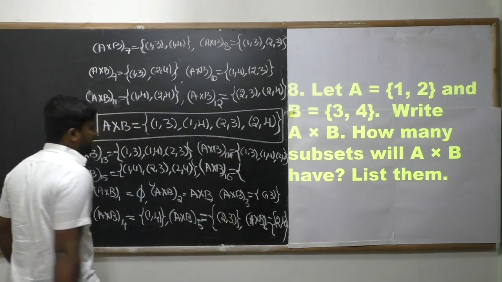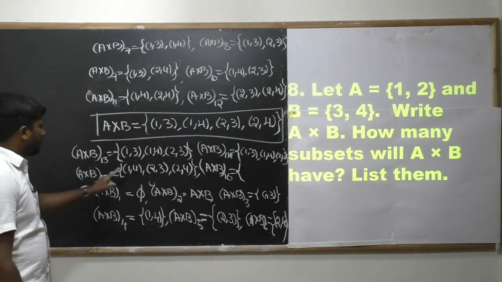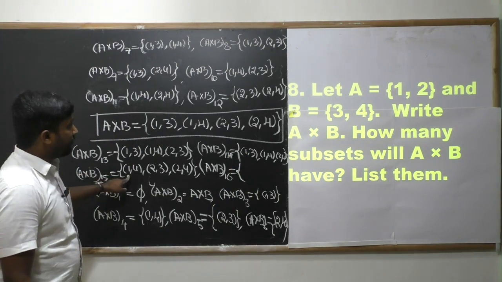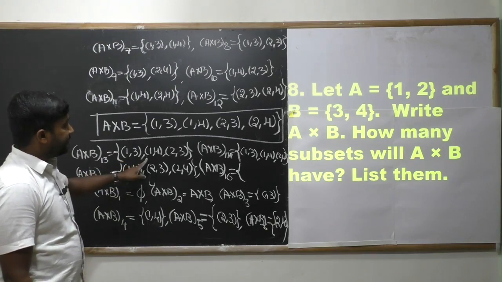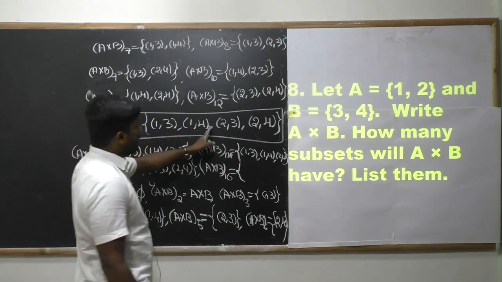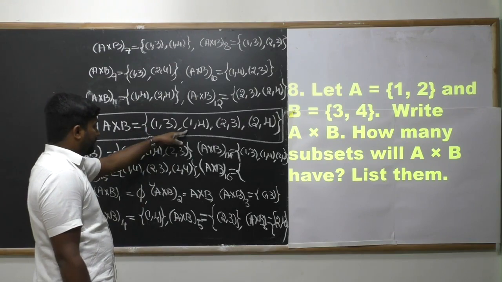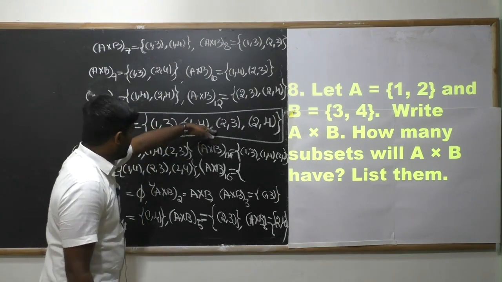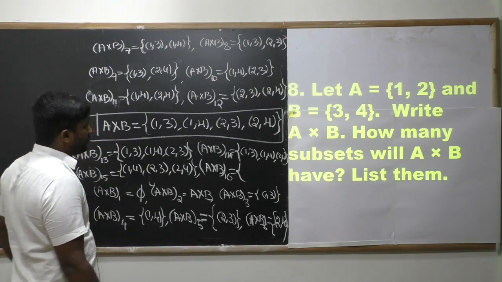16th subset is A cross B over. 1 comma 3, 1 comma 4, 2 comma 3, 1 comma 3, 1 comma 4, 2 comma 4 over. Next 1 comma 4, 2 comma 3, 2 comma 4. Next one more is there, which one?